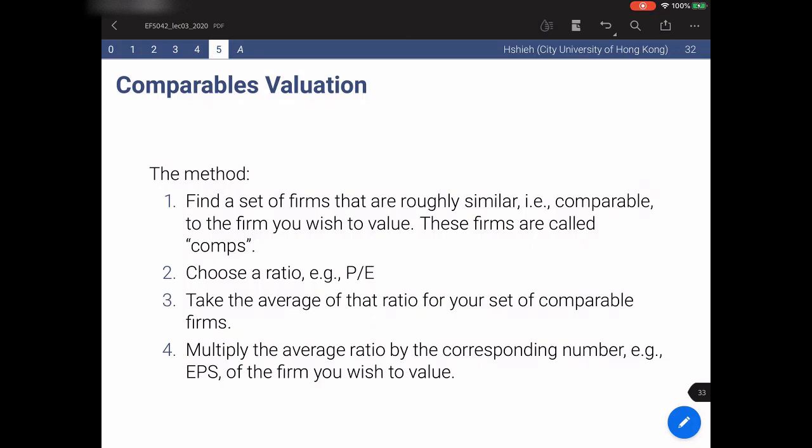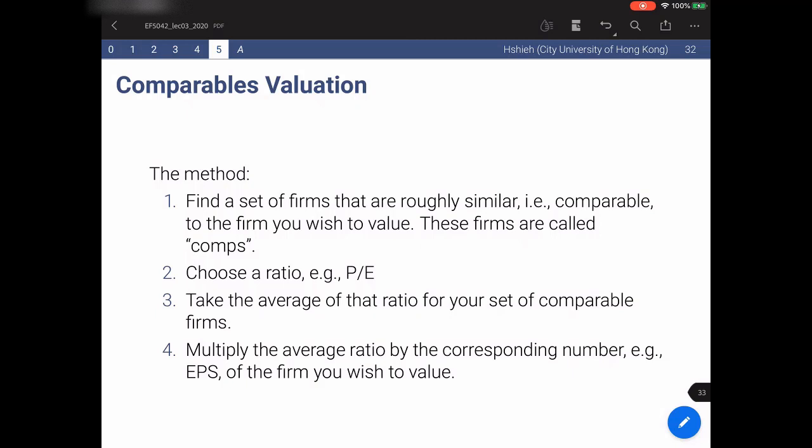In the example here, if you decide to use the PE ratio and you want to infer the firm's value, for example, Microsoft's value based on EPS, you would take the average PE ratio of all comparable firms and multiply that by your observed EPS. After multiplying that, you should arrive at the firm's price, the market capitalization implied by the comparables.